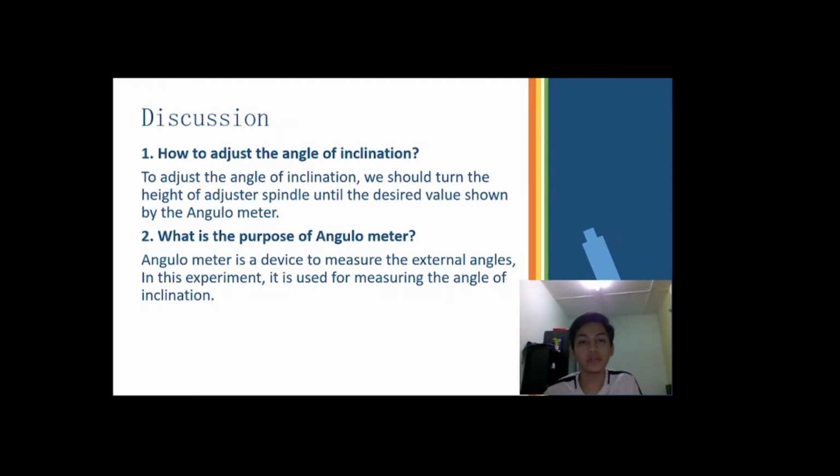To adjust the angle of inclination, we should turn the height adjuster spindle until the desired value is shown by the angulometer. And the second question is, what is the purpose of the angulometer? The angulometer is a device to measure external angles. In this experiment, it is used for measuring the angle of inclination.